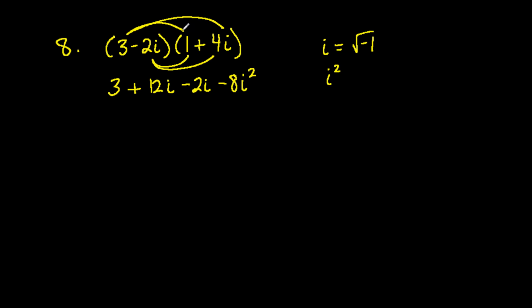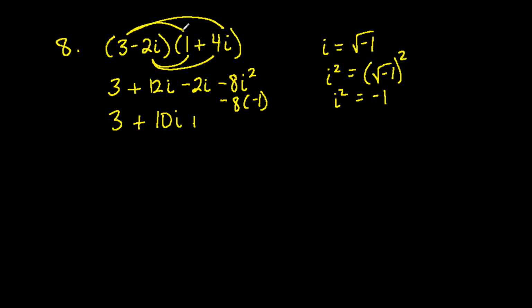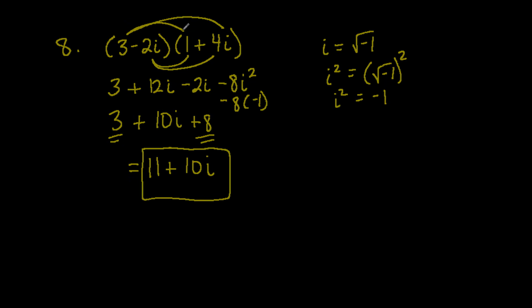And so if we squared both of these, i squared equals negative 1, since the square and square root cancel. So that's a substitution you want to make at this step. We leave the i's. 12 minus 2 is positive 10i, but the i squareds you need to substitute out. So this becomes negative 8 times negative 1, which is positive 8. These two numbers are real numbers. They can be added together. 3 plus 8 is 11, and just bring down the 10i terms. So 11 plus 10i is the final answer.